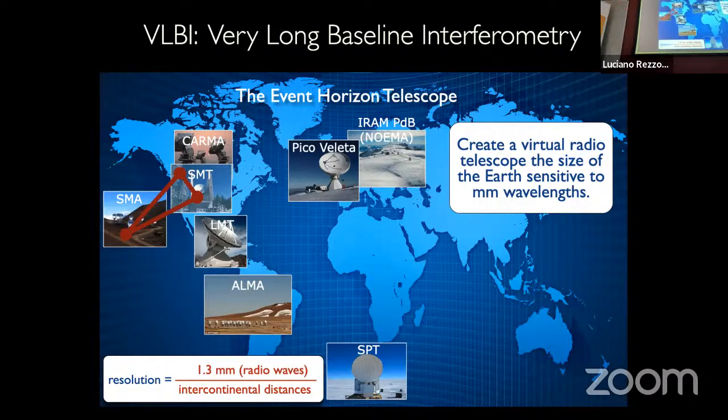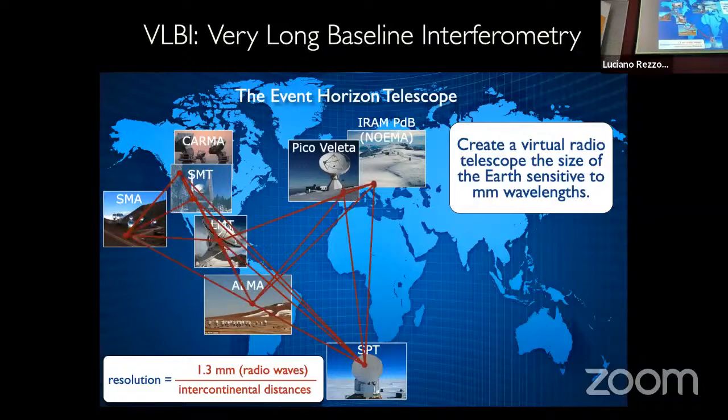How do you do this? Well, you have to make sure that while recording the radio signal, an electric field, you're also recording the time of arrival with nanosecond precision. So you have atomic clocks. All of these telescopes have atomic clocks. They can record the signal and the time of arrival. And then you collect all the data and you combine it. And then you can do interferometry.